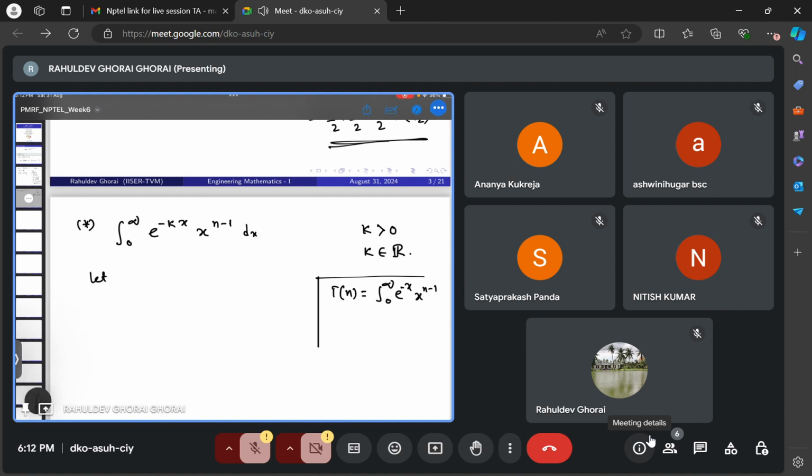So yes, let kx equal y. Let's say kx equals y, right? We will transform it to e to the power minus y. So then what will happen? The limits will be 0 to infinity, because when x equals 0, y will be 0. When x tends to infinity, as k is positive, y is also infinity. And then e to the power minus y times kx to the power n minus 1 dx.